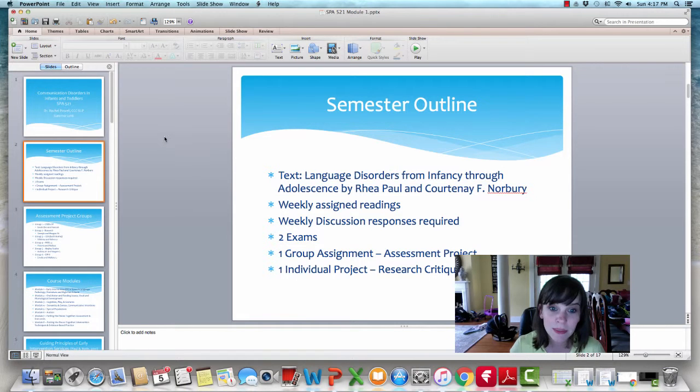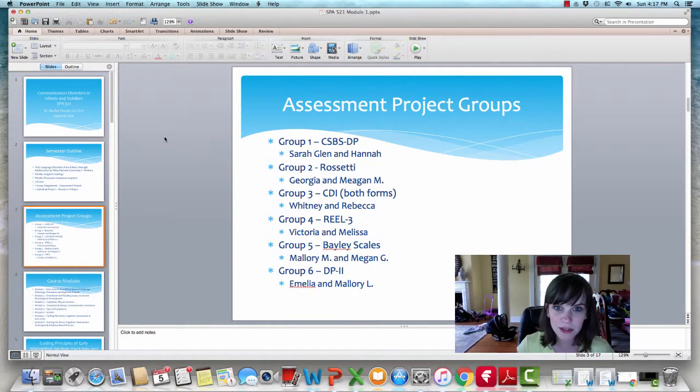You will have 2 exams, 1 group assignment, another assessment project, but this time for preschool assessment. Rather, the one we did previous semester was for children language assessments. So this is going to be a birth to 3 assessment project that you'll participate in with a group. And then 1 individual project, which will be a research critique. You're going to be assigned a research article regarding early childhood. It might be interventions, it might be assessments, but you're going to be required to read that research and review it.